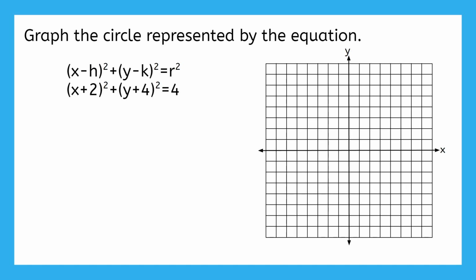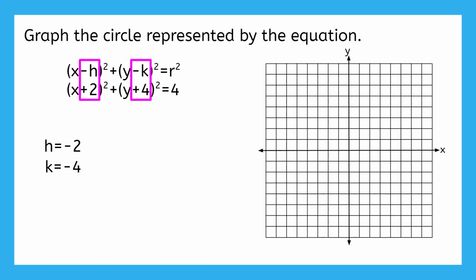Before you jump in, though, I want to point something out. The standard form equation has x minus h and y minus k. But our equation has x plus 2 and y plus 4. What do you think this means for our values of h and k? In this equation, h is negative 2 and k is negative 4. We can see this by rewriting each of these expressions using subtraction.